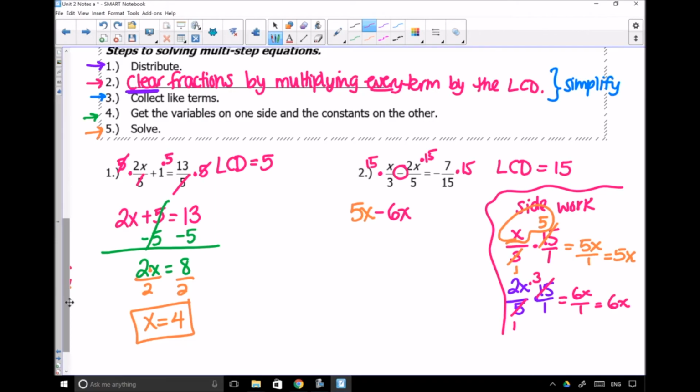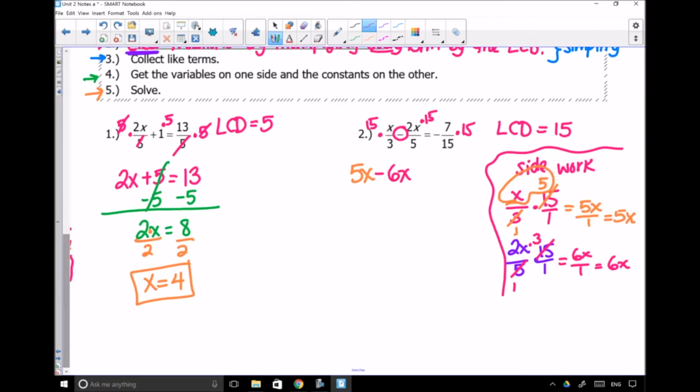That's my goal, okay? And then lastly, right here, I have negative 7 over 15, and if I multiply that by 15 over 1, what happens to my 15s? The 15s both cancel out and become 1s, so I end up getting just negative 7. So this is equal to negative 7, okay?